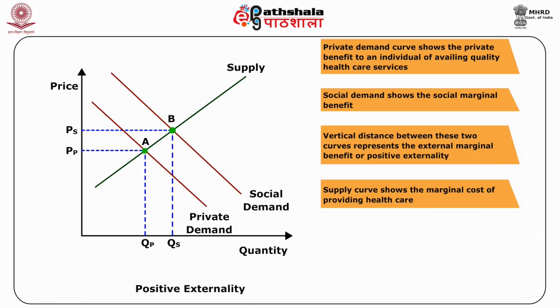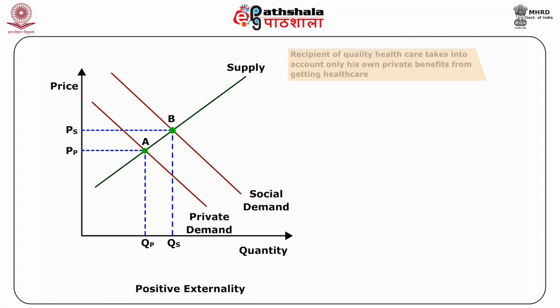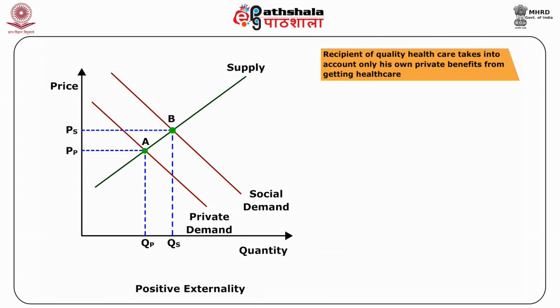As can be seen from the given figure, if the recipient of quality healthcare takes into account only his own private benefits from getting healthcare, the market will end up at price PP and quantity QP. But the socially efficient price and output are PS and QS respectively.